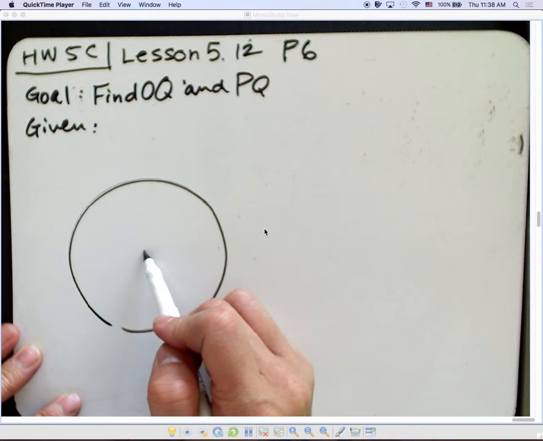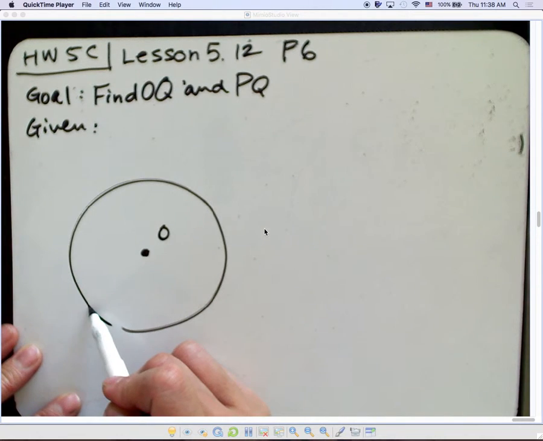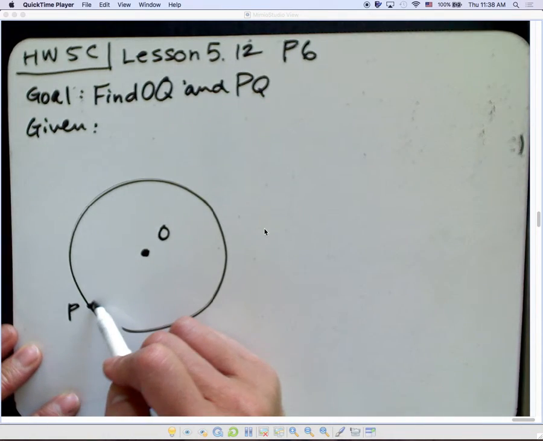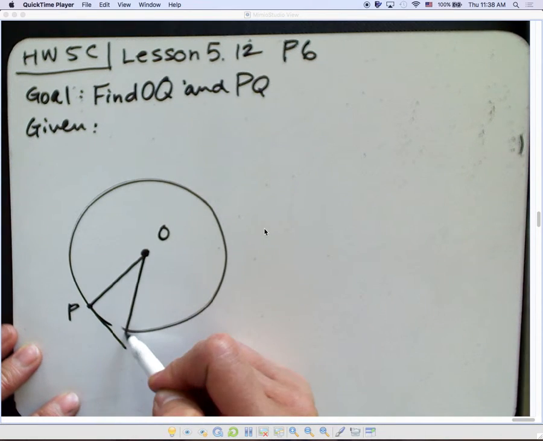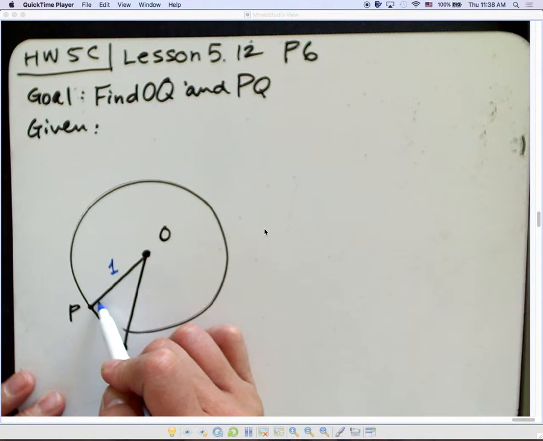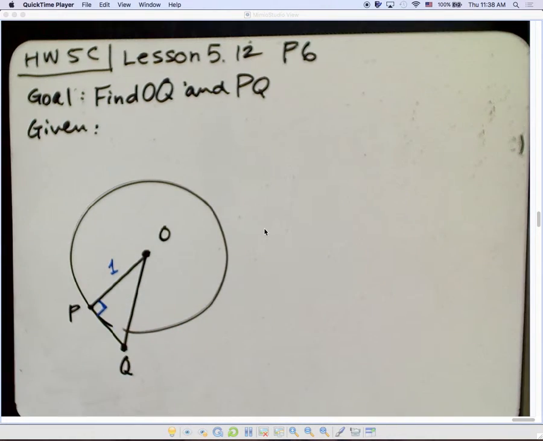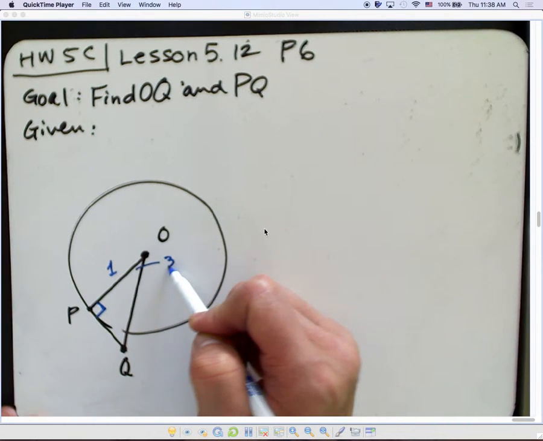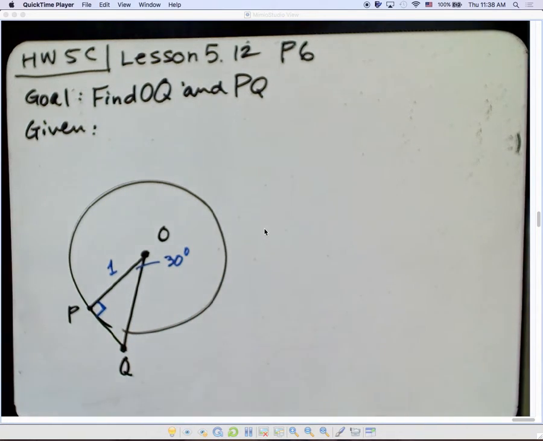So we have O here, P here, and you have a tangent line, which means just touching the circle at the point, and you have Q here. What's given are OP is 1 inch, and angle OPQ is 90 degrees. Also angle POQ is 30 degrees. Then find OQ and find PQ.